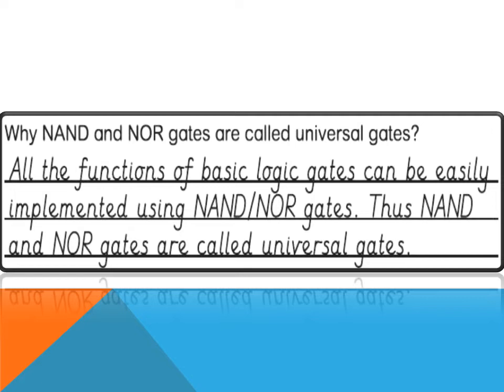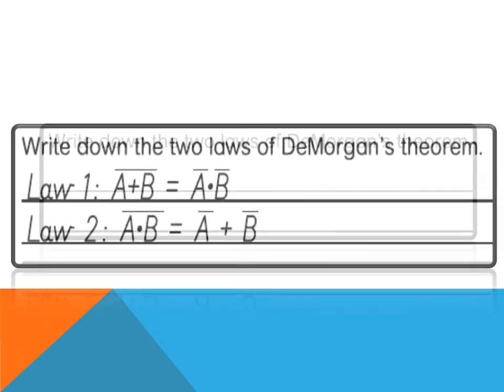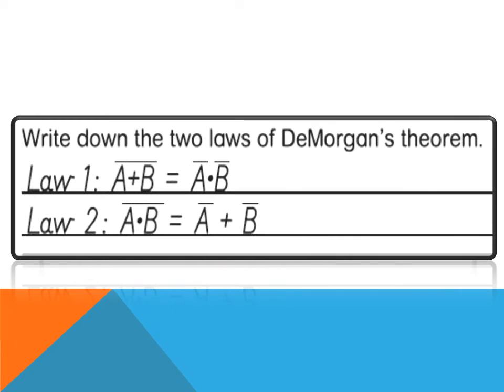Now let us move on. If the question comes like this, write down the two laws of De Morgan's theorem, you have to write both the laws, and the answer will be: law number 1, (A + B) whole bar equal to A bar dot B bar, and law 2, (A dot B) whole bar equal to A bar plus B bar. Please pause the video and note down these laws if you have not done earlier.